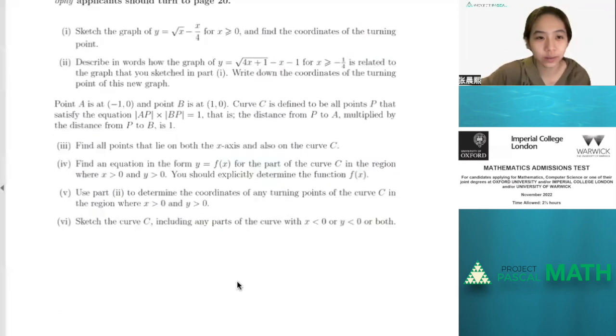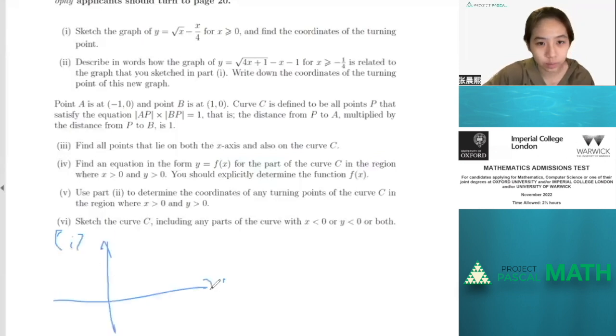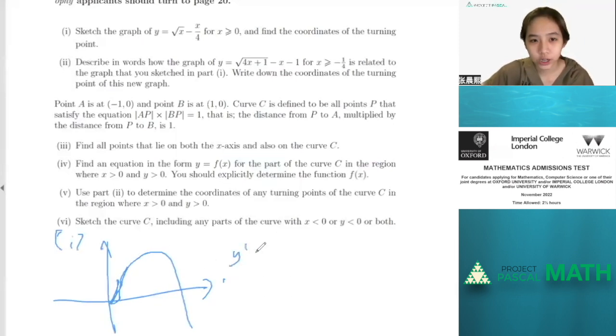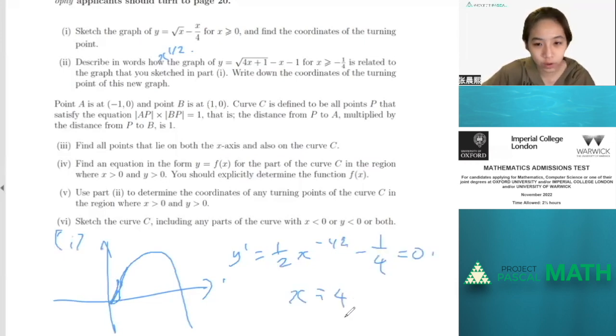Okay, sketch this graph and find the coordinates of the turning point. So the graph will look something like this. Oh, across the origin, sorry, like this. And then you differentiate it. So x equals 4 and y equals 1. And that's the turning point, 4 and 1.